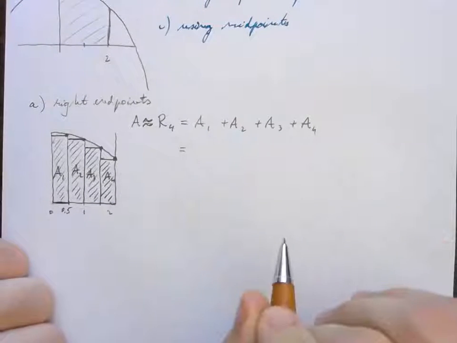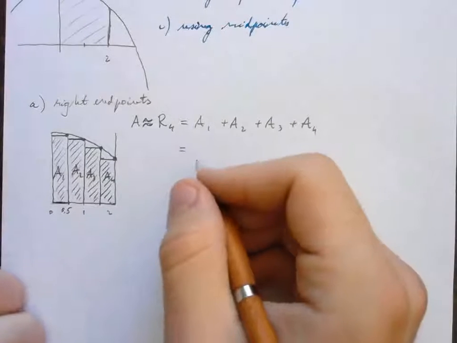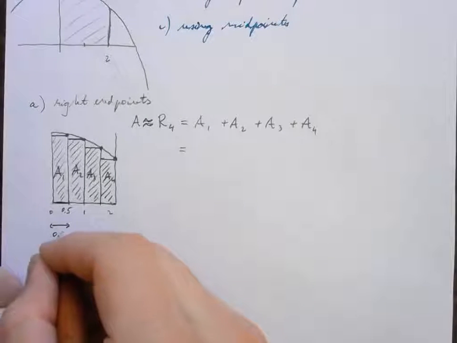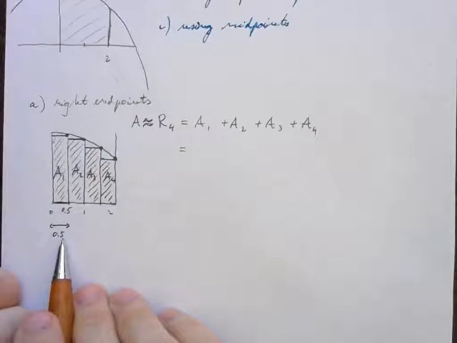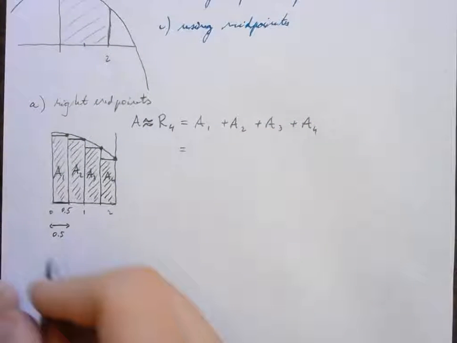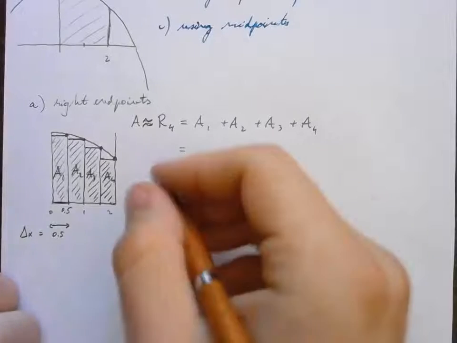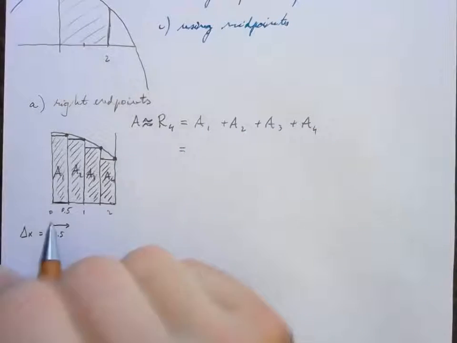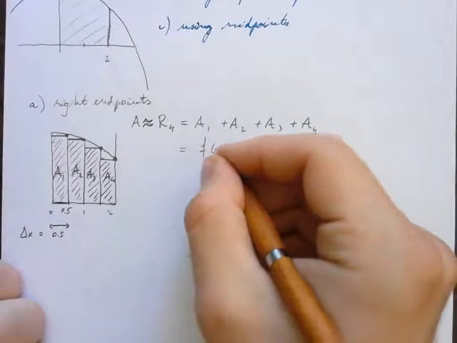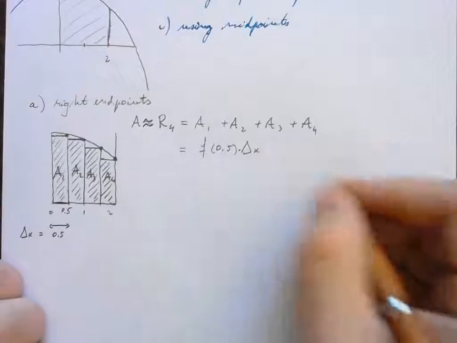So what is the area of the first rectangle? It's base times height, and the base here is, well, that distance is 0.5, and I'm going to call that distance the change in x, delta x, and then the height is going to be f of 0.5. So it's f of 0.5 times delta x.